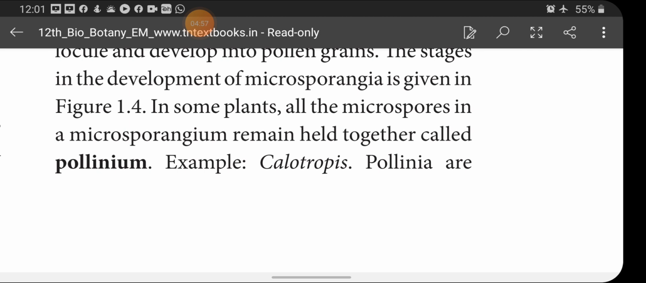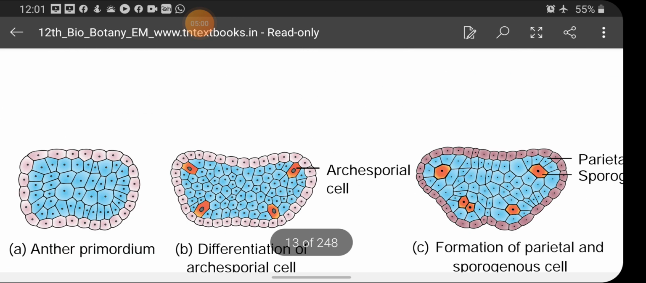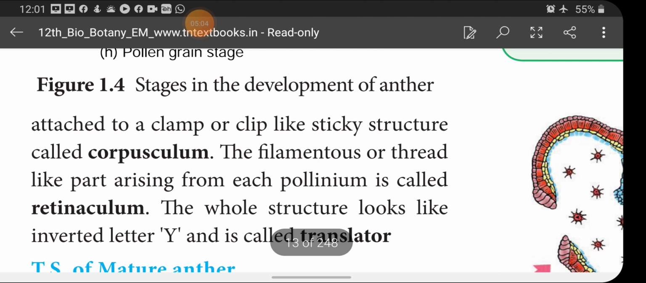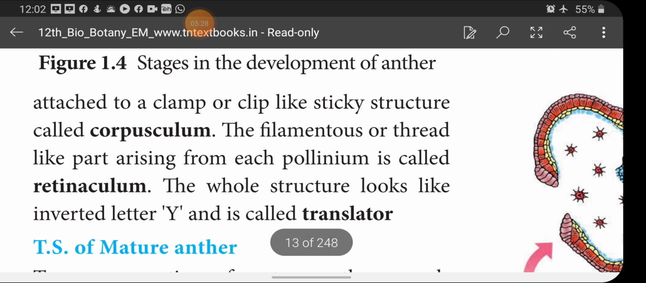Pollinium. Example, Calotropis. The pollinium has a stalk, and it is attached to a clamp or clip-like structure. This clip-like structure is called corpusculum. And the filamentous or thread-like part arising from the pollinium is called retinaculum. So when we see the whole pollinium structure, it looks like an inverted Y, and this inverted Y is called translator.